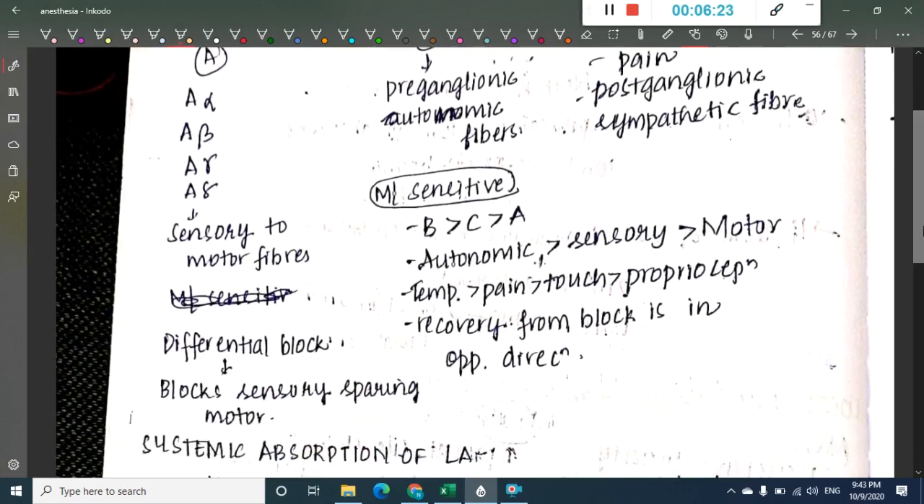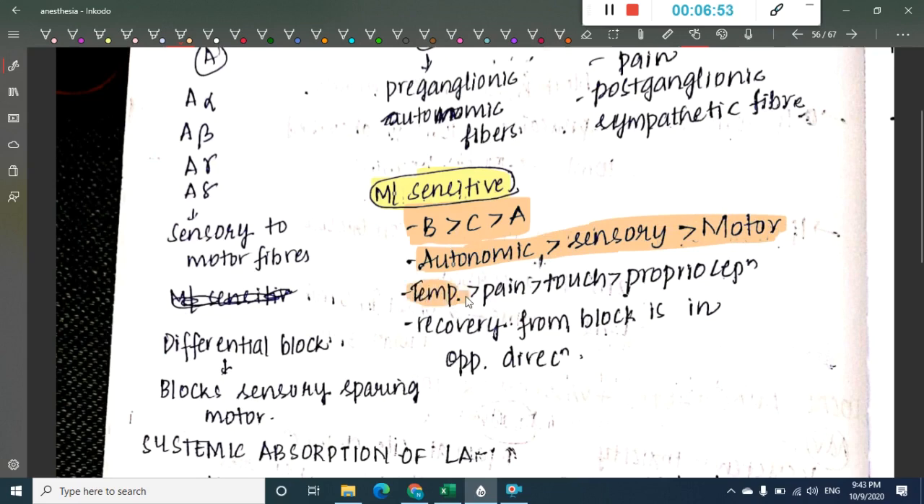Then if you see the sensitivity, what is most sensitive? B fibers are more sensitive than C fibers, which are more sensitive than A fibers. Autonomic fibers are more sensitive than sensory fibers, which are more sensitive than motor fibers.